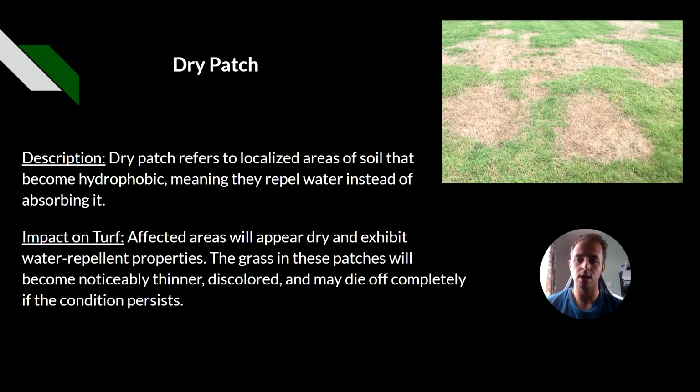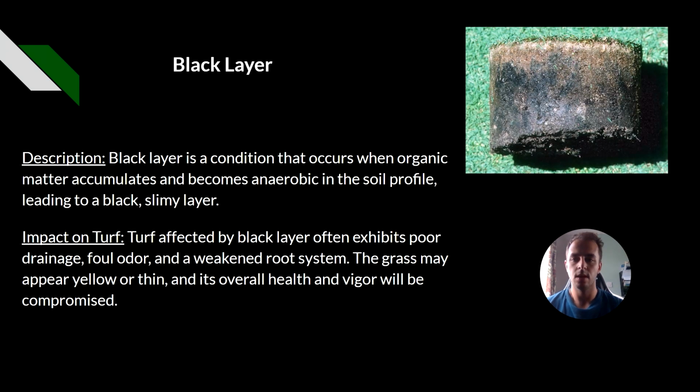Next we have dry patch. So dry patch refers to localized areas of soil that become hydrophobic, meaning that they repel water instead of absorbing it. Now it does this because it forms a waxy layer on the surface of the soil. Affected areas will appear dry and exhibit water repellent properties, as I mentioned, with that waxy layer, and the grass in these patches will become noticeably thinner, discolored, and may die off completely if the conditions persist.